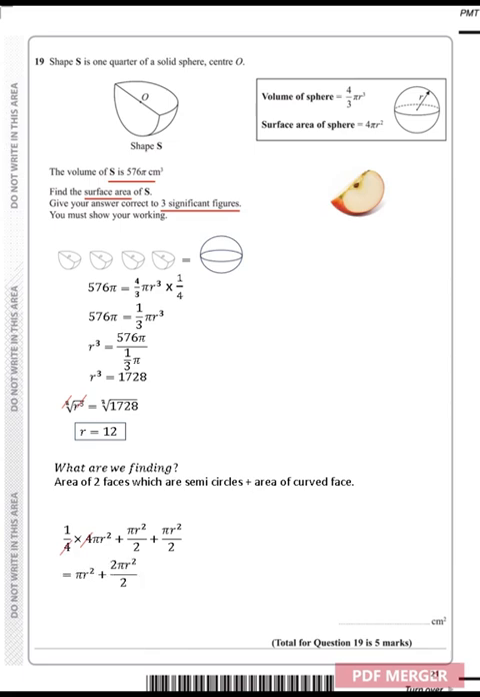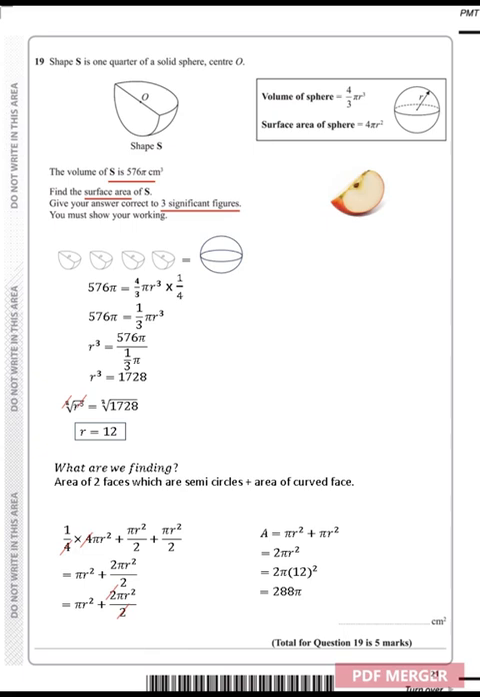Now the 4's cancel out, so we're left with pi r squared plus 2 lots of pi r squared divided by 2. Now the 2's cancel out. As mentioned earlier, if you combine two semicircles, it forms one full circle. So surface area is equal to pi r squared plus pi r squared. That's 2 lots of pi r squared. So 2 pi r squared. Do we know the radius? Absolutely. The radius is 12. So just plug it into the formula. Surface area is equal to 2 times pi times 12 squared. This is equal to 288 pi.